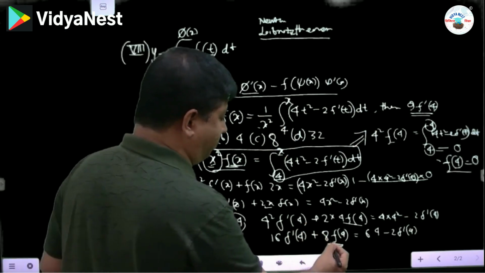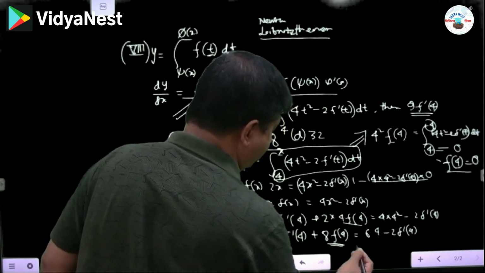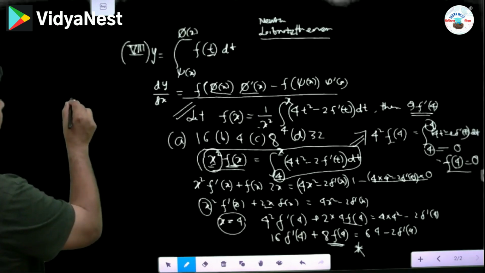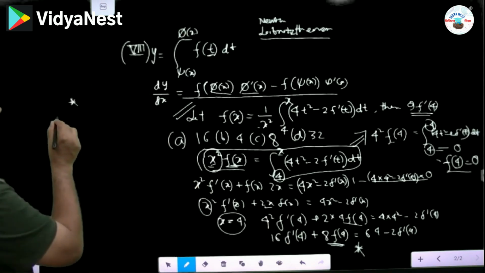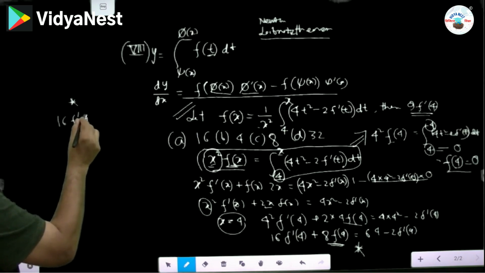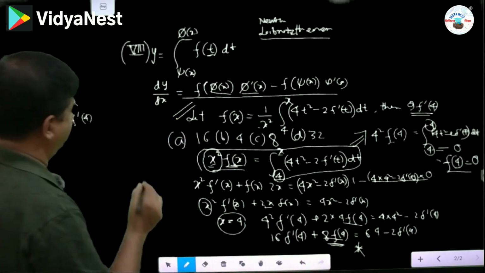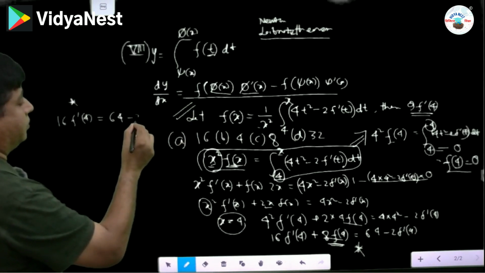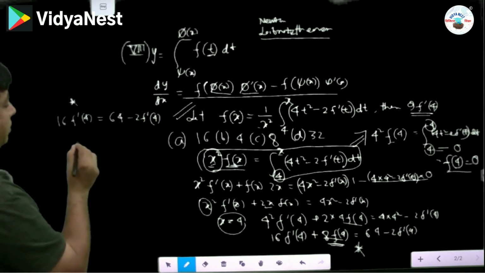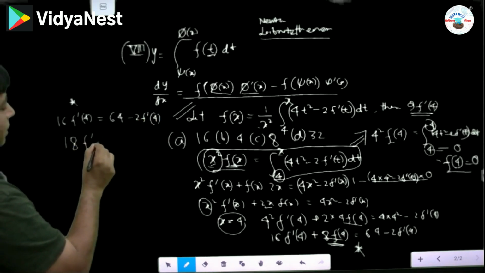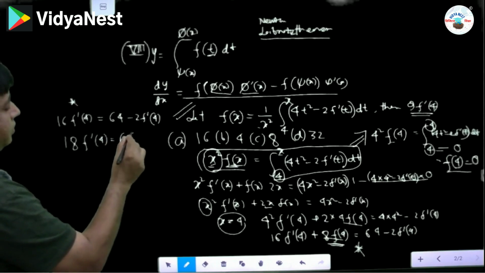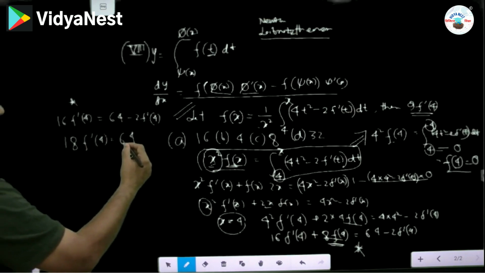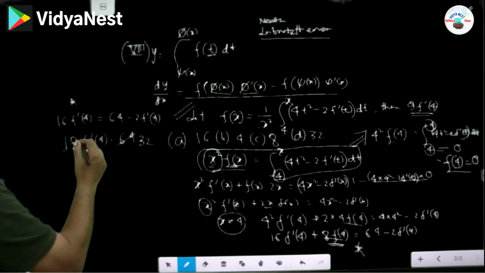So in place of f4, I can put 0. So instead of this, I am writing here 16 f dash 4, that is nullified. 64 minus 2 f dash 4. So 18 f dash 4 is equal to 64. Can we reduce by cancellation? Yes. We can cancel both sides by 2. I will get 32 by 9.